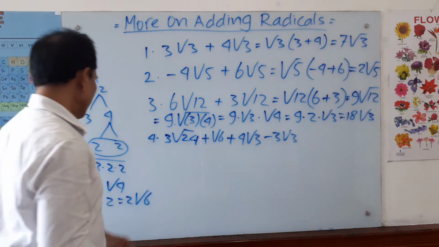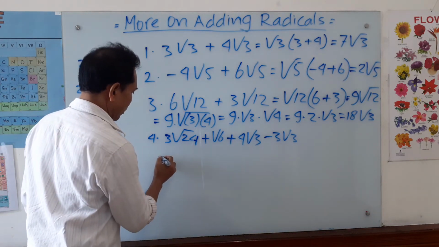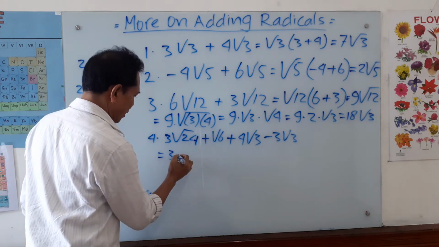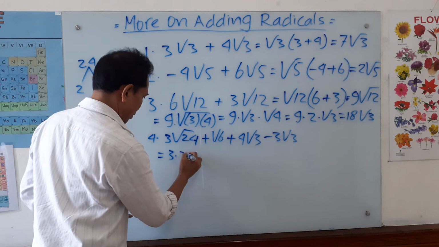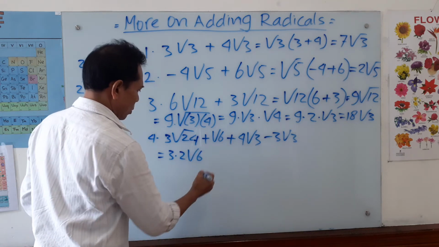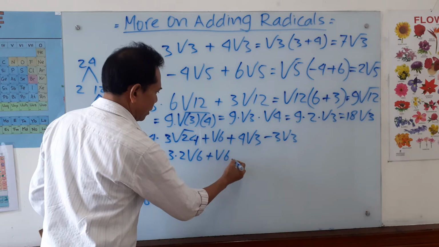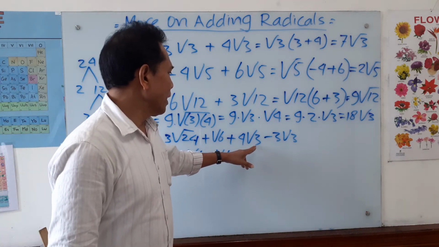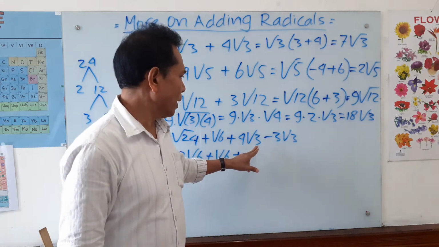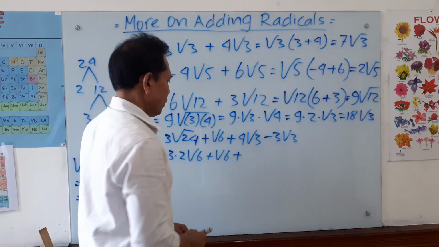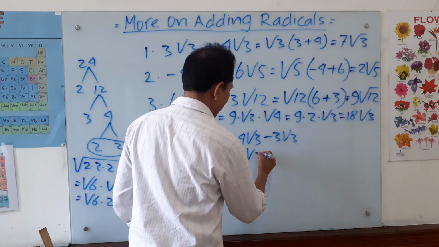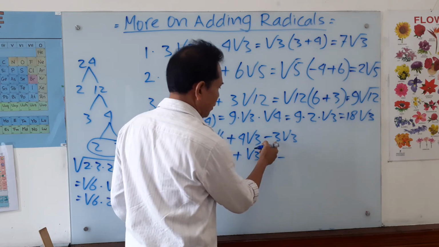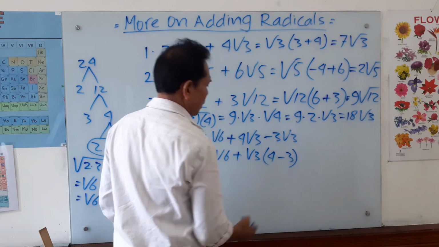Okay, so what we have here, so we put the equal sign here. We have 3 here, don't forget. We take it, 3 times 2 here, 2 square root 6 plus square root 6 plus again. Now, in here, our radicands are the same, okay? 3 here, 3 there. So, we bring here square root 3. We open the bracket, we have 4 here, minus this 3. Okay, we close the bracket.